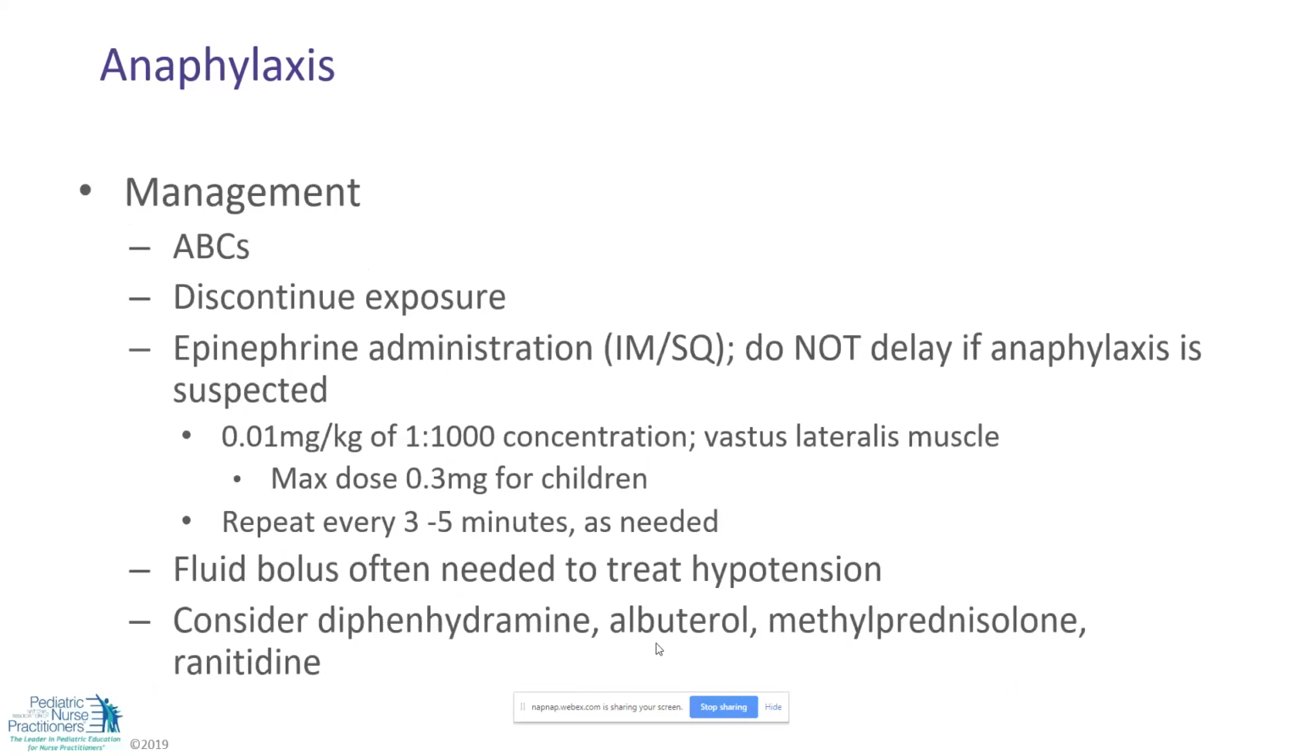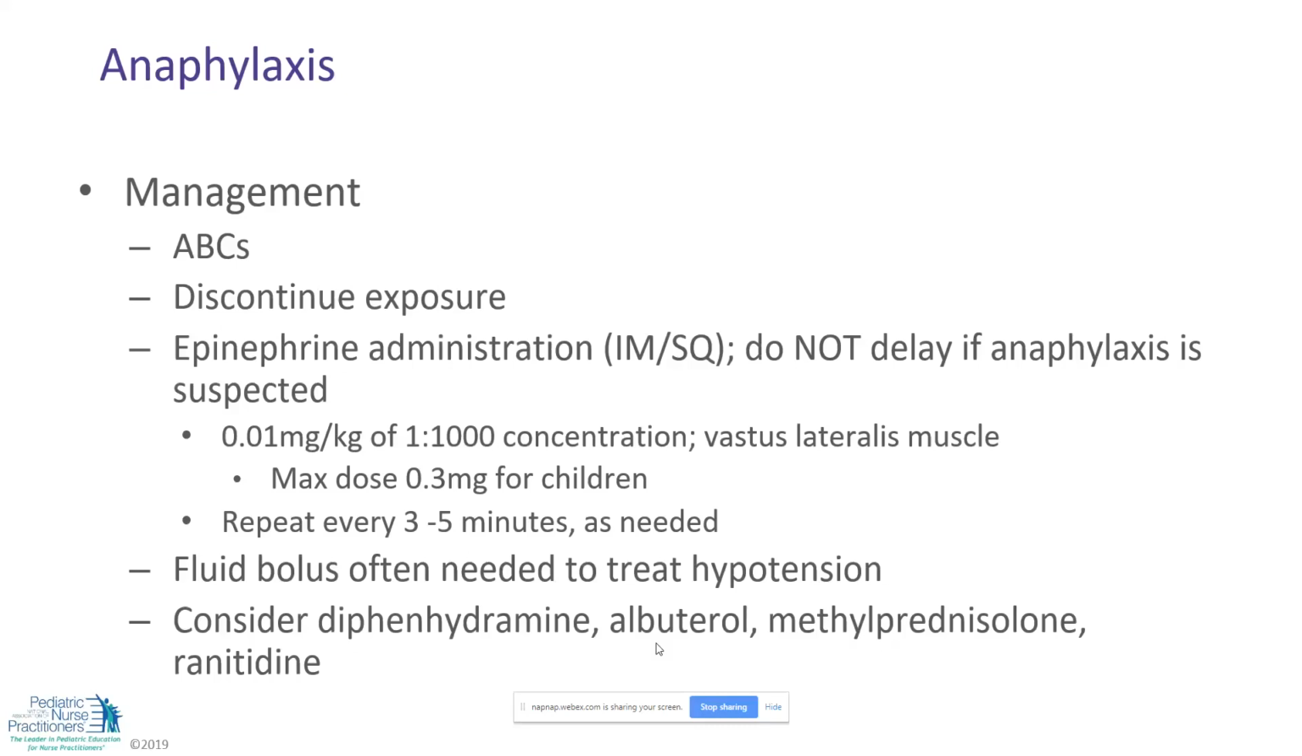Management, as we said, it really doesn't matter what type of reaction this is or what clinical criteria it satisfies. You're going to follow your ABCs. First, you want to discontinue that exposure, again, especially relevant in the inpatient setting. You would want to administer epinephrine. Remember, do not delay if anaphylaxis is suspected. That's one of those where if you think it, you should do it. You want to administer either IM or sub-Q, and this is all recommended based on our PALS guidelines from the American Heart Association. You can repeat epinephrine, remember, every 3 to 5 minutes as needed.